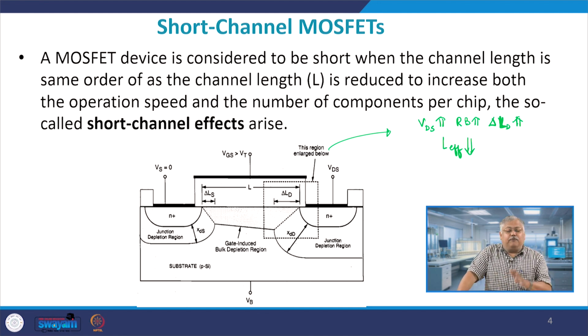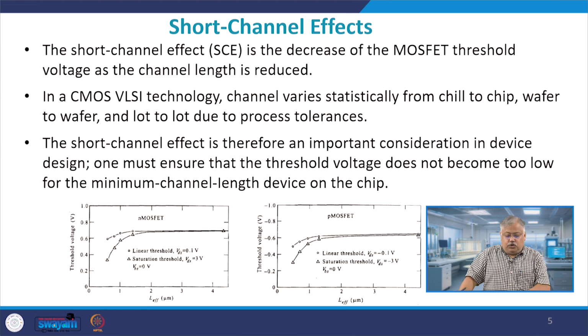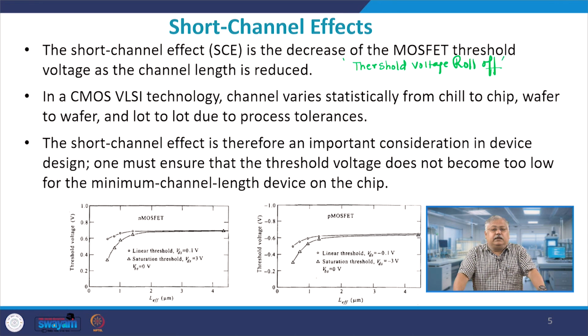Short channel effects are the effects which affect the electrical performance of the device when you make the source and drain closer. With this, let me explain in detail what we were discussing. The short channel effect is that as the channel length is reduced, the threshold voltage also reduces, but this is known as threshold voltage roll off. This roll off takes place with reduced channel length. So, if you reduce your channel length drastically lower and lower, your threshold voltage will roll off.